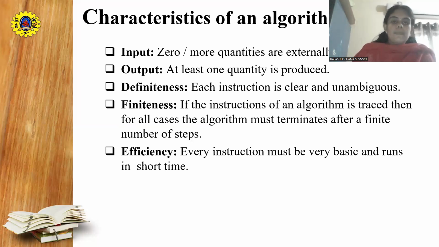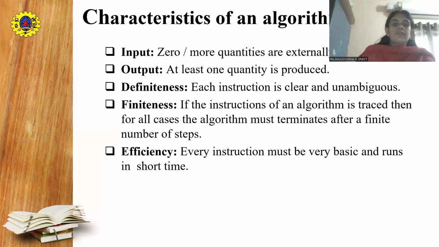Initially, we have to specify the inputs. The input can be either 0 or n. So the quantity of the input has to be specified, and the output. The output quantity also has to be specified, whether it generates one quantity or many. And by means of definiteness, the algorithm steps have to be definite. That is, they should be clear and easy to understand.